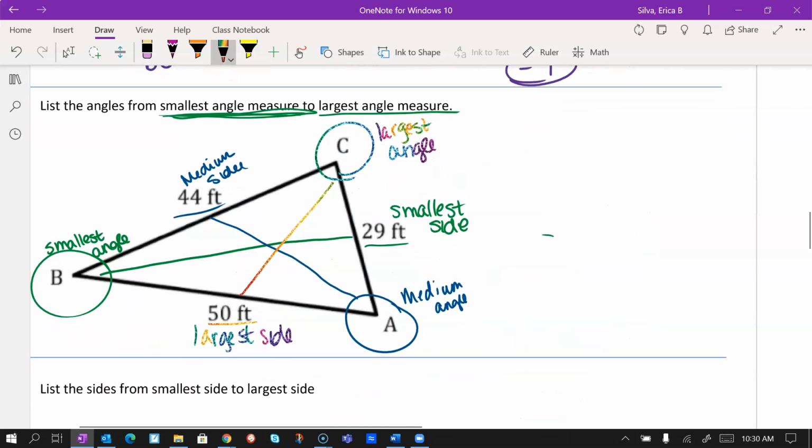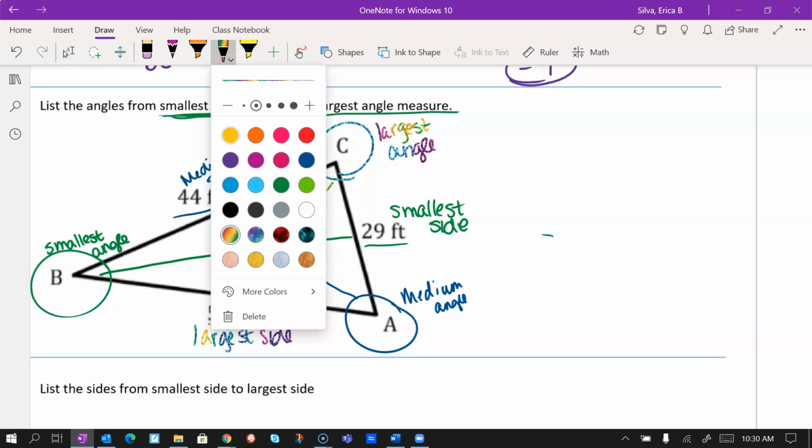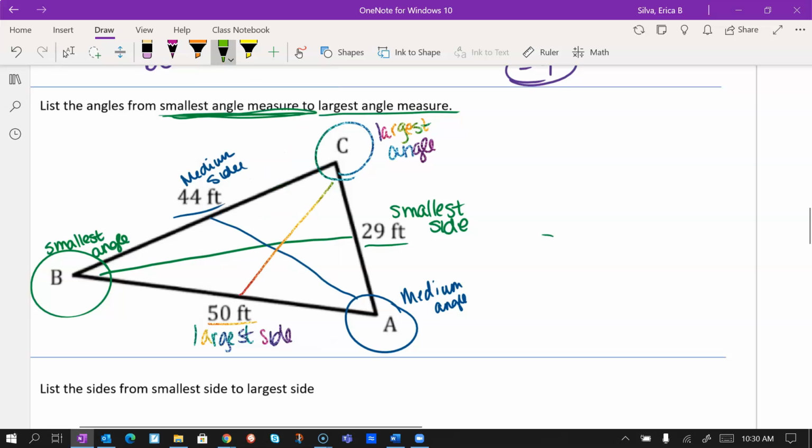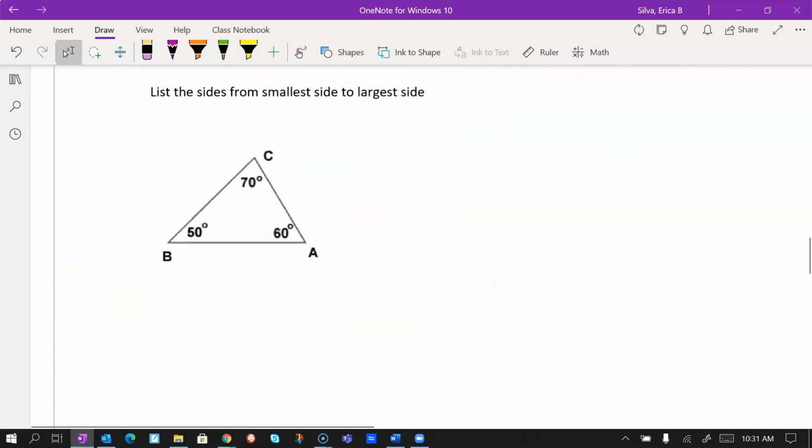So if we want to list the smallest angle measure to the largest angle measure, we've got my smallest angle here, so that's angle B, then my medium, angle A, and then my largest, angle C. Easy question. Let's go to the next one.